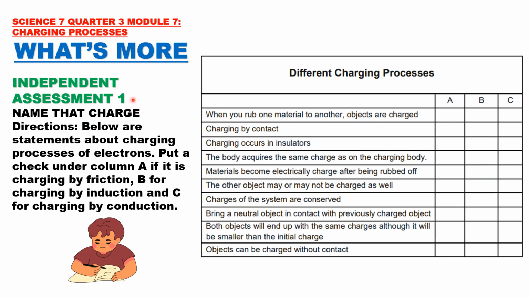Next, Independent Assessment 1, name the charge. Below are statements about charging processes of electrons. Put a check under column A if it is charging by friction, B for charging by induction, and C for charging by conduction.